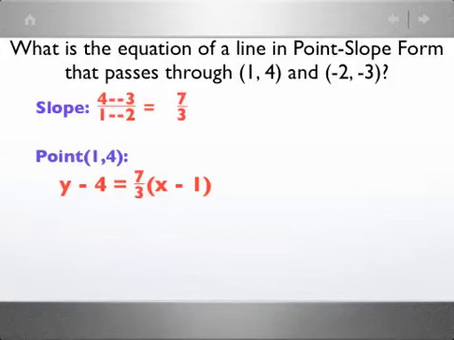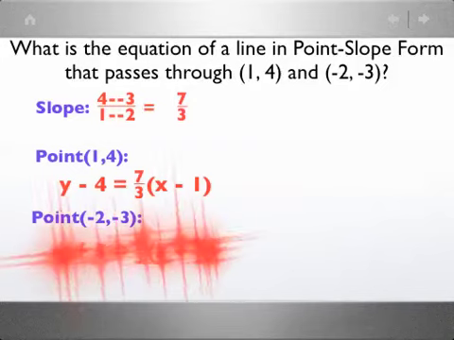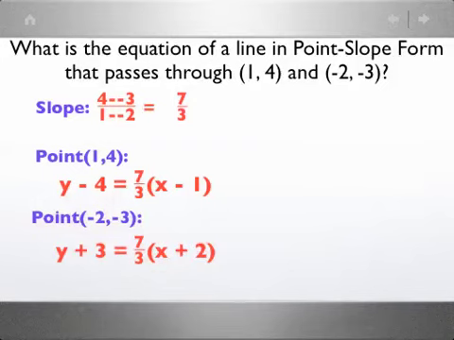I can also write this equation in point-slope form using the point (-2, -3). When you plug in -2 for x, -3 for y, and 7/3 for the slope, I'm going to get the equation y plus 3, remember that would be subtracting a negative, which is the same as adding, equals 7/3 parentheses x plus 2.